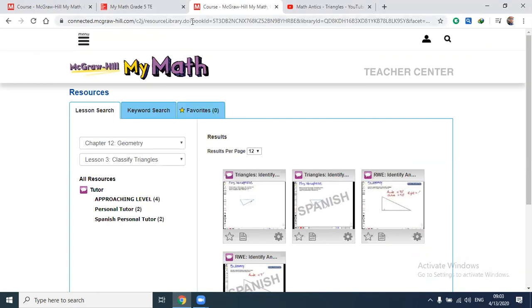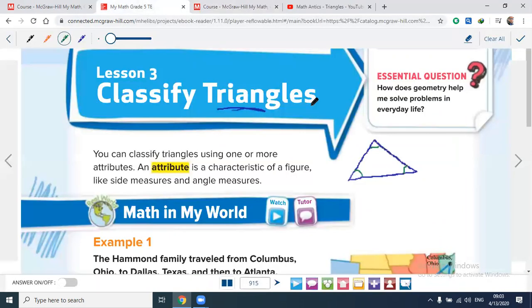A triangle has 3 sides and 3 angles. The sides sometimes come in different lengths, or they can be the same length, right? And the angles also come in different measures, or they can be the same measure, and in different types of angles. We have 3 types of angles common inside the triangle. Okay, let's watch this.